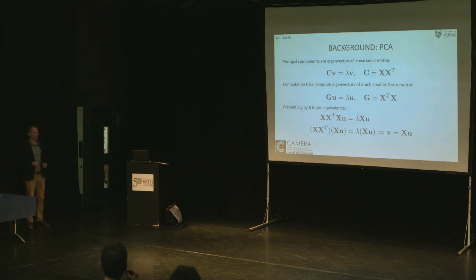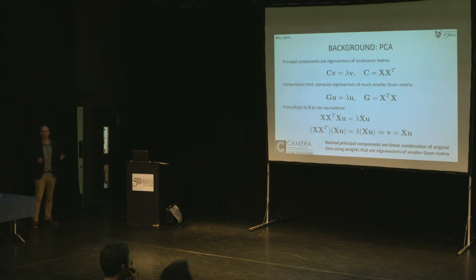Lots of you may already know this. The reason this is useful is what it tells you is the principal components you want are just a linear combination of the original data, so X is your original data, and these things U that are really cheap to compute give you the weights that you need for that linear combination.